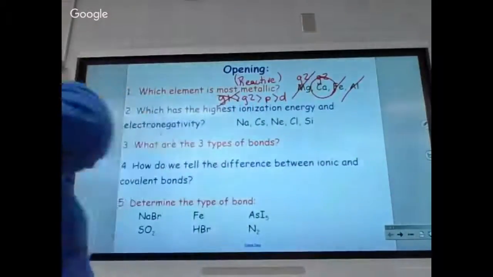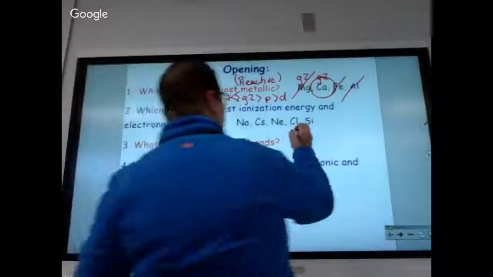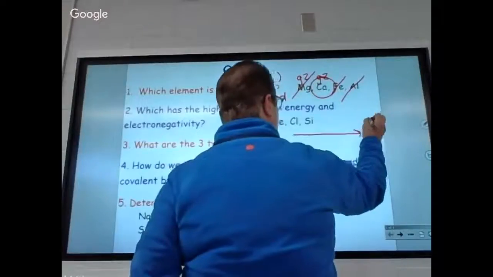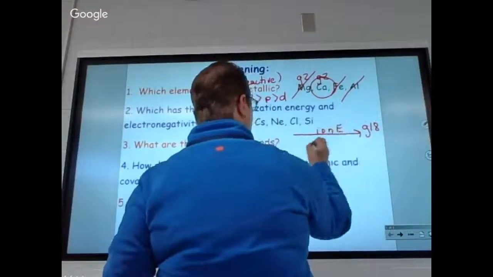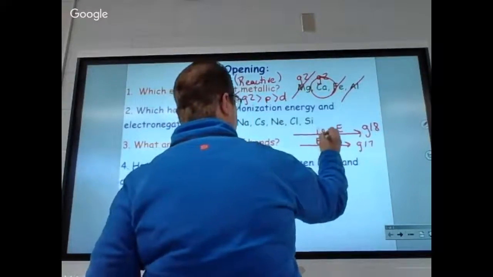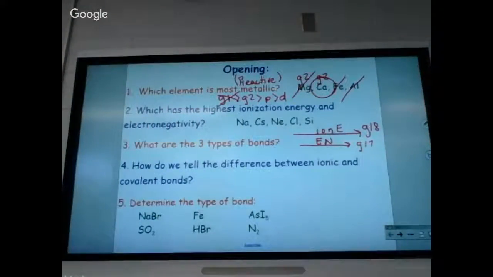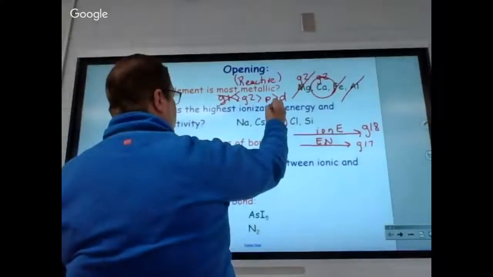All right. So number 2 has 2 questions. We have ionization energy and electronegativity. They're the same trend except for the glitch, right? So which one goes all the way across to group 18? All the way across to group 18 is ionization energy. All the way over to group 17 is which one? Electronegativity. So we stop at group 17 with fluorine. That's electronegativity. So group 18 is going to be which one? Neon. So ionization energy will be neon.